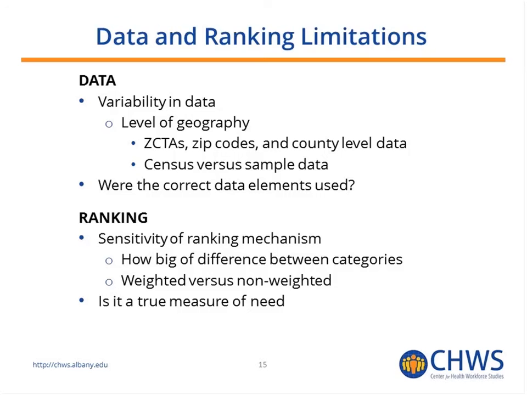So, some of our data and ranking limitations. First, the variability in the data. As I explained earlier, we use demographic data that we got from census data, and we also use our healthcare data. Census data is reported in ZCTAs, zip code tabulation areas. Especially in rural areas, you're going to have zip codes with really small populations combined, so sometimes that may not have easily linked to the zip codes that we use to create our RSAs. So we sometimes had to play a little with that information.